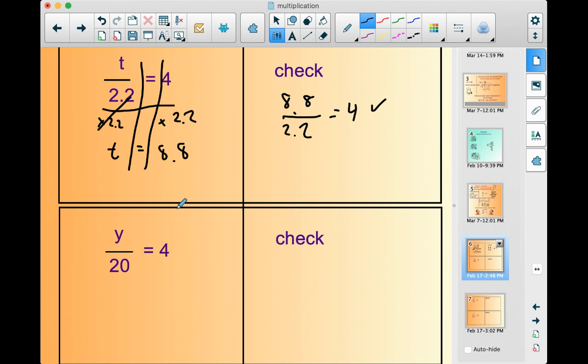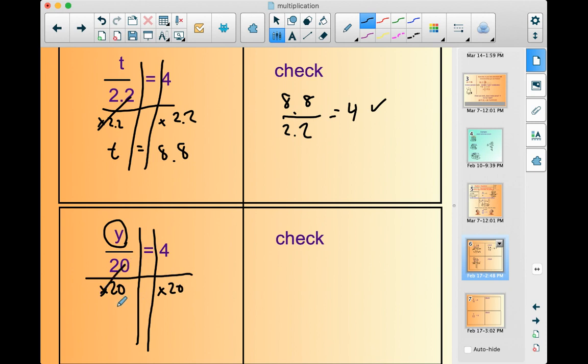Okay, how about y divided by 20 equals 4? An answer that might pop in your heads right away is 5. 5 is not the right answer. But it's a pretty common mistake I'll see here. You'll think 20 divided by 4. But let's look at what's actually happening here. So y is what I'm trying to get by itself. Y is being divided by 20. I undo that by multiplying by 20.